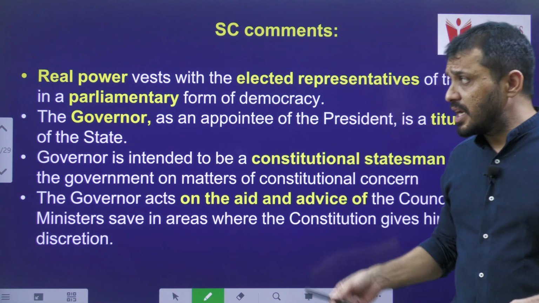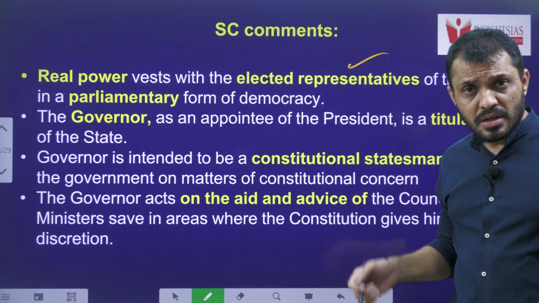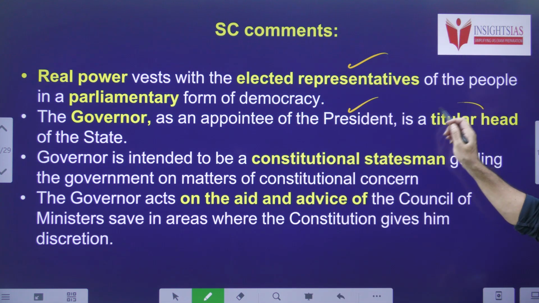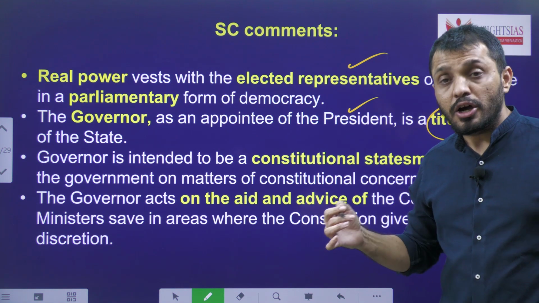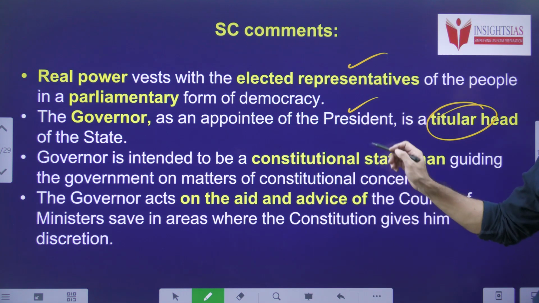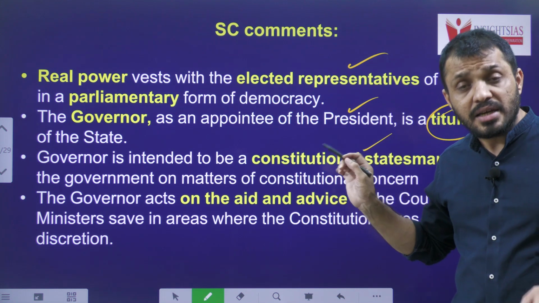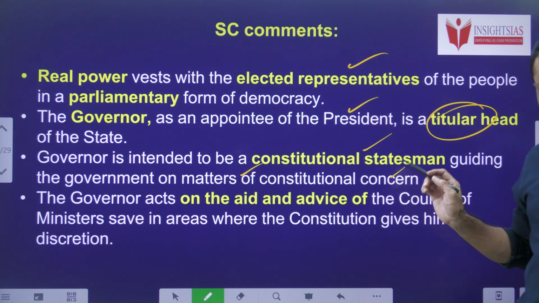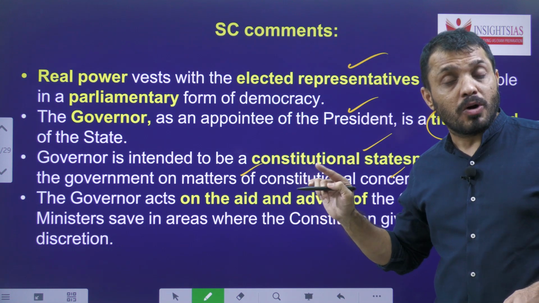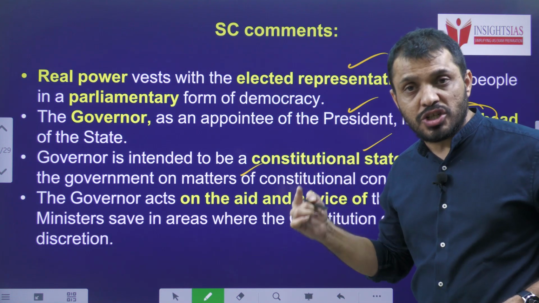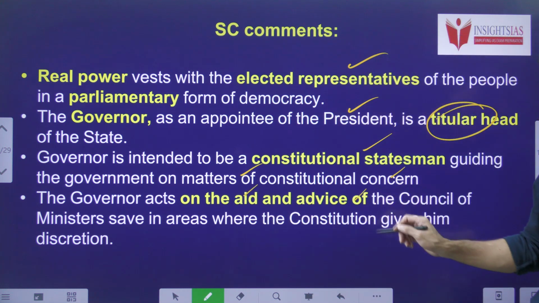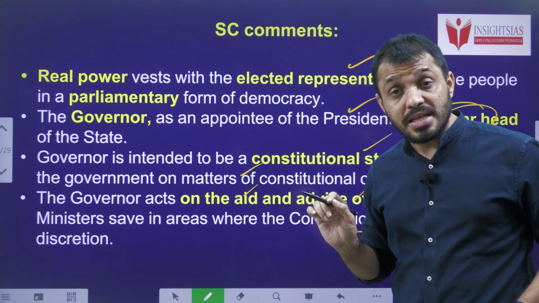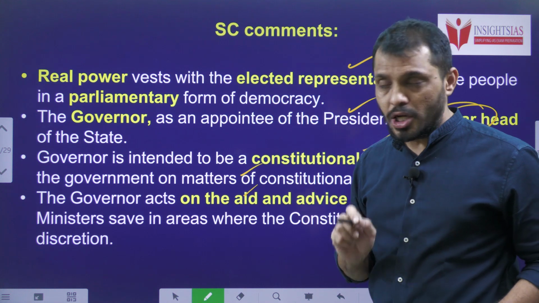Supreme Court comments: real powers are vested with the elected representatives in parliamentary form of government. The governor is only appointed by the president. He acts as a titular head, that is only a nominated head. And governor is intended to be a constitutional statesman. That means he has to abide by the constitutional values, especially in matters of constitutional concern. Wherever governor needs the discretionary powers, there governor has to take the advice of the Council of Ministers in the areas where constitution has given discretion to him, as long as that government is having the confidence of the lower house.